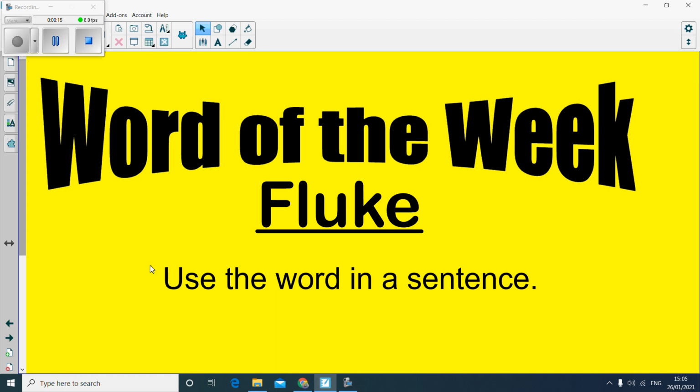We're going to start first of all with our word of the week, fluke. So please use the word fluke in a sentence, and remember that fluke means to achieve something through pure luck and not through skill.